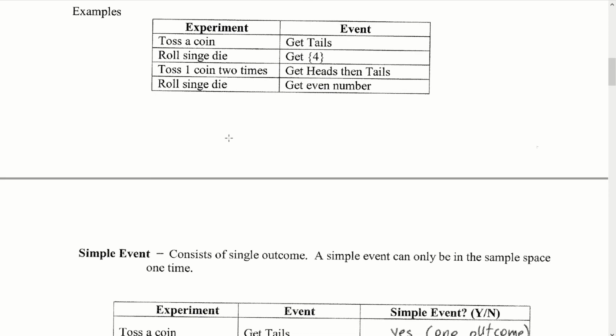Here's a couple more examples. Again, we saw that if we toss a coin, if that's our experiment, we could have the event of getting a tail. If we roll a single die, we could have the event of getting a 4. If we toss one coin 2 times, we could look at the event of getting a head and then a tail. Or if we roll a single die, we could look at the event of getting an even number.